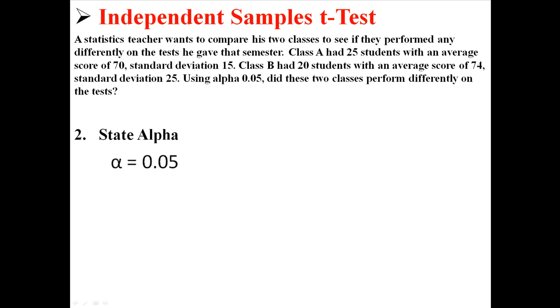Now the alpha level is just 0.05 because I said use 0.05. That's usually what it's going to be. It might be 0.01 or something like that, but usually it's going to be 0.05.